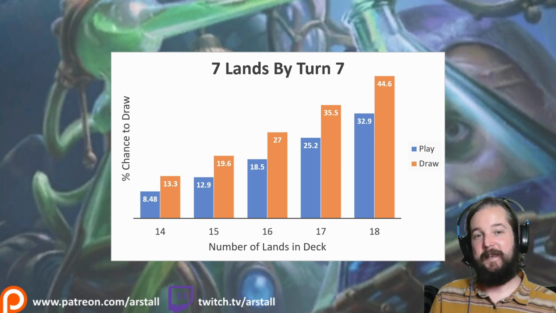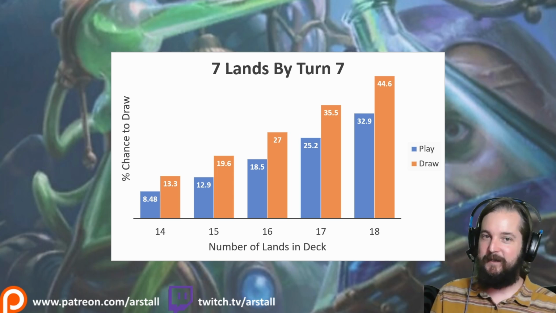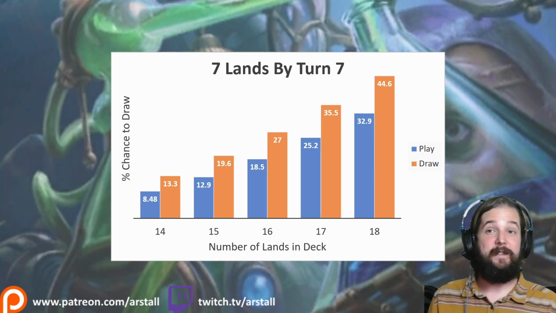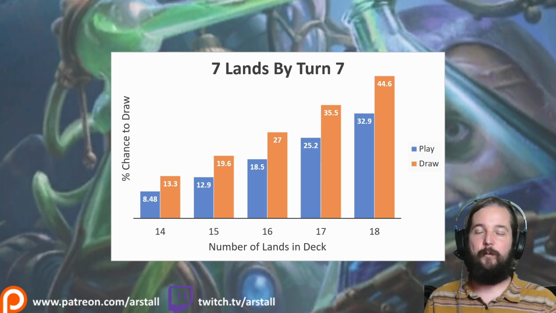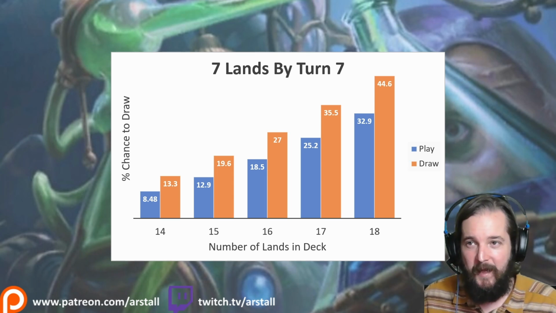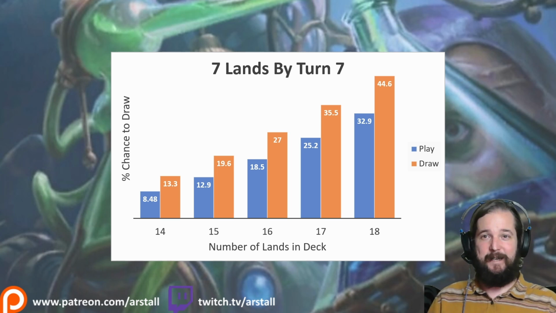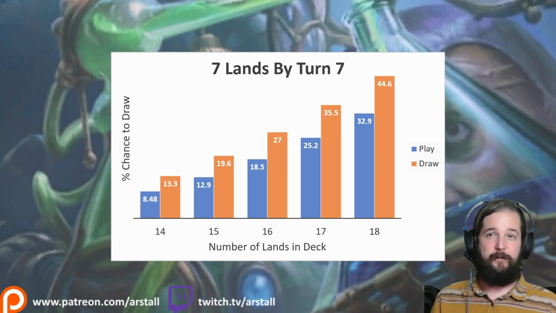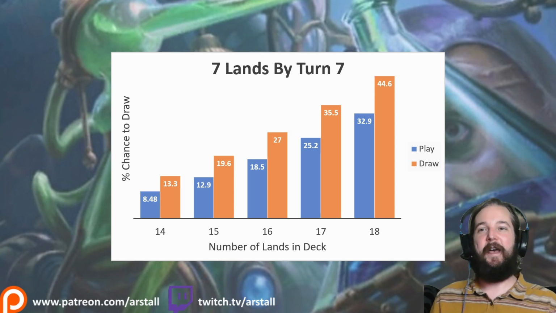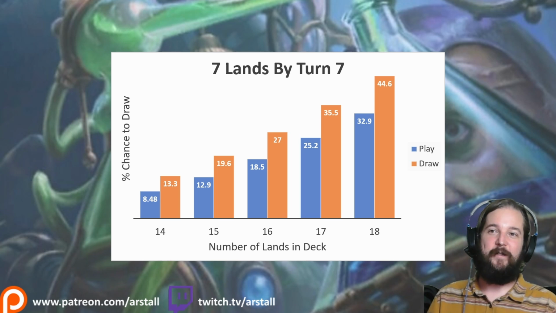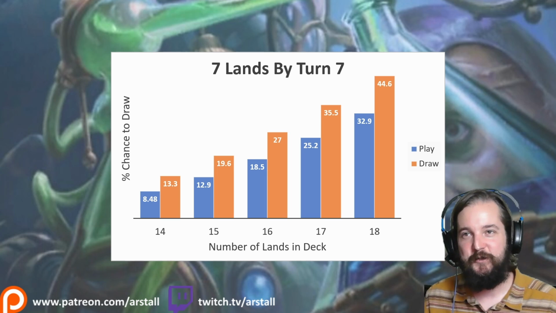Flood is when you hit 7 lands by turn 7. If you're running 17 lands, you've got 25.2% on the play and 35.5% on the draw. If you go up to 18 lands, then you start getting to 44.6% of your games ending up flooding out on turn 7. And then at 16 lands, 18.5% on the play, 27% on the draw.